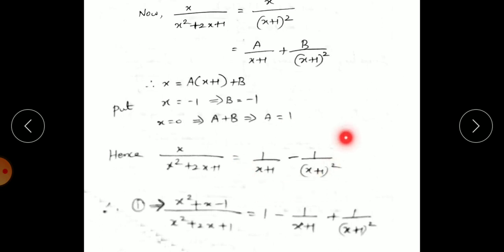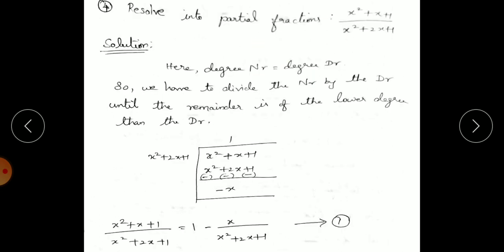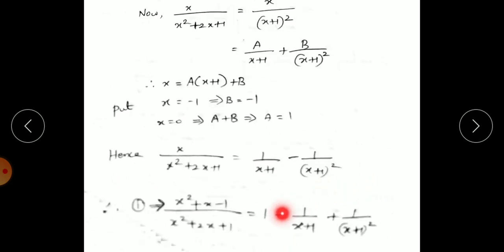That is this term alone, a by x plus 1 plus b by x plus 1 the whole square. Then we have to apply it in the first equation, that is 1 minus this term. This term only we have split. The second term can be spread like this, so instead of that we can write this one.